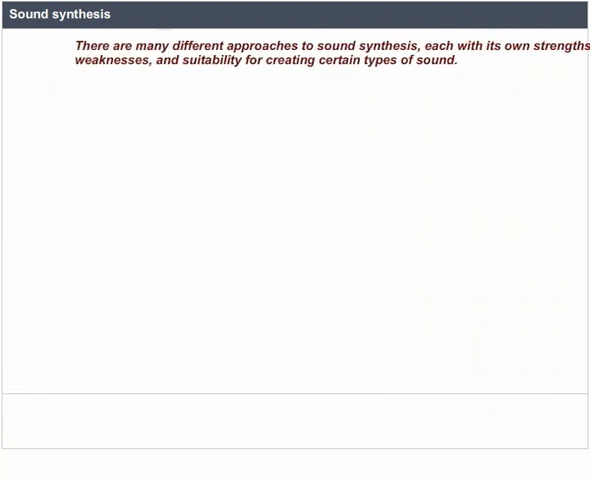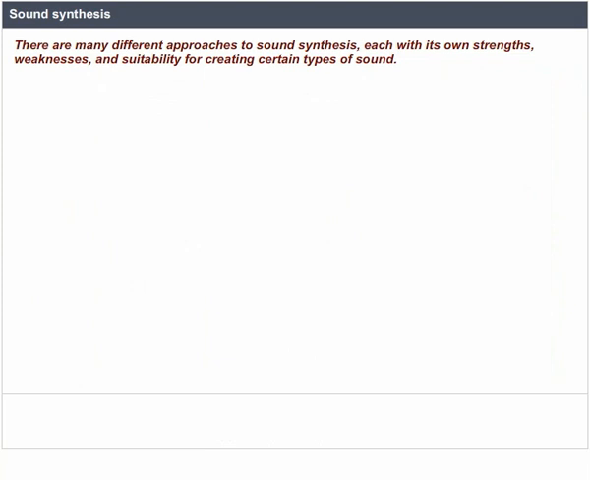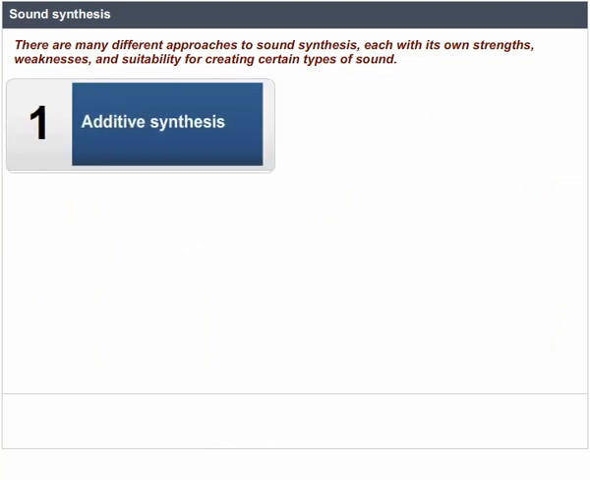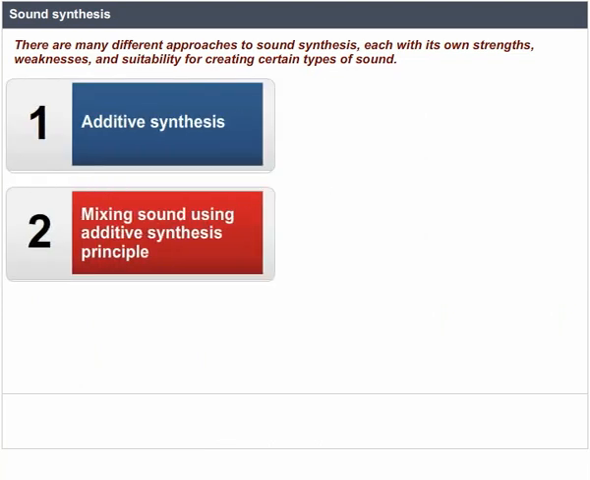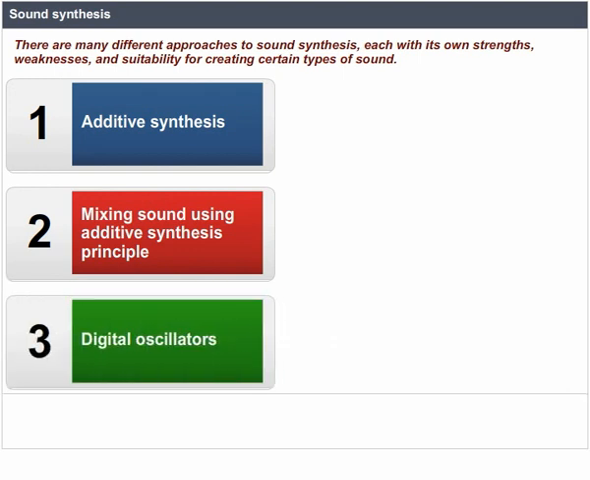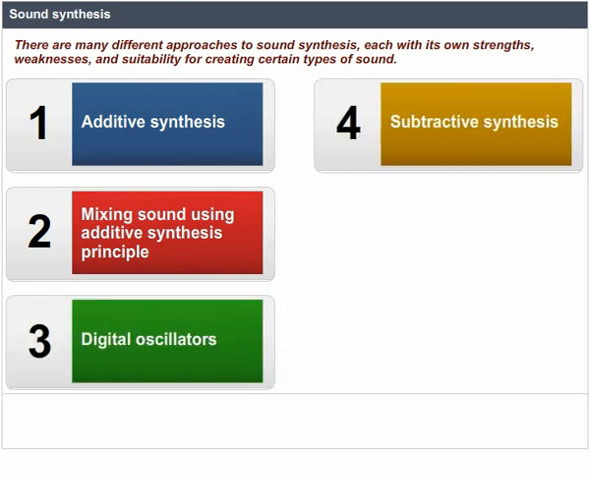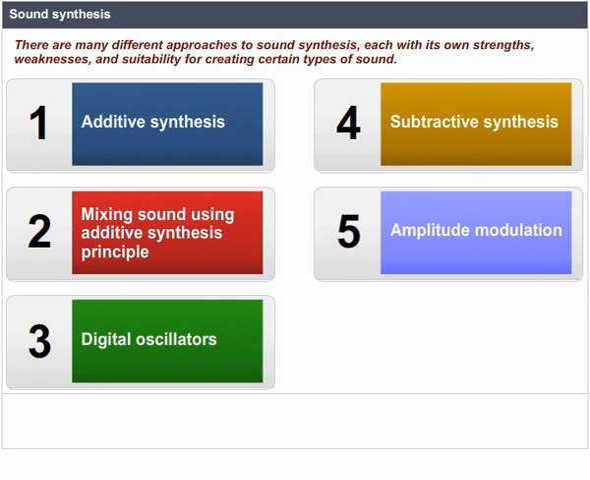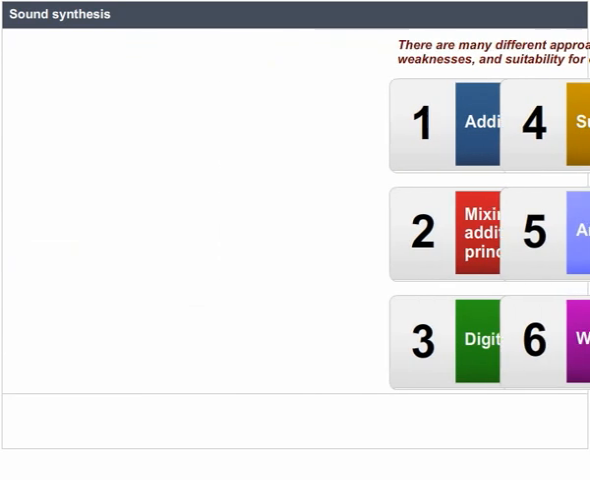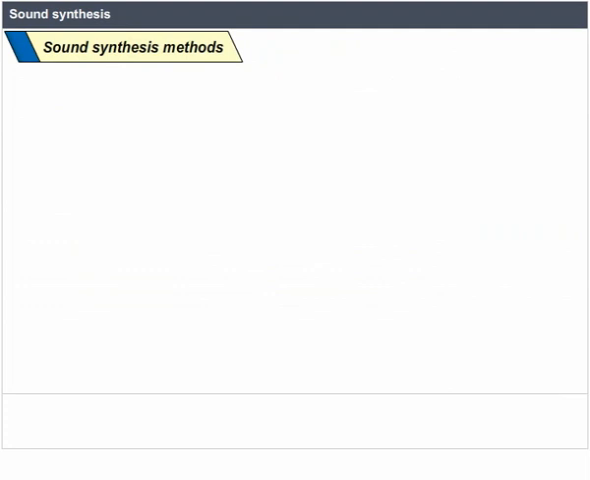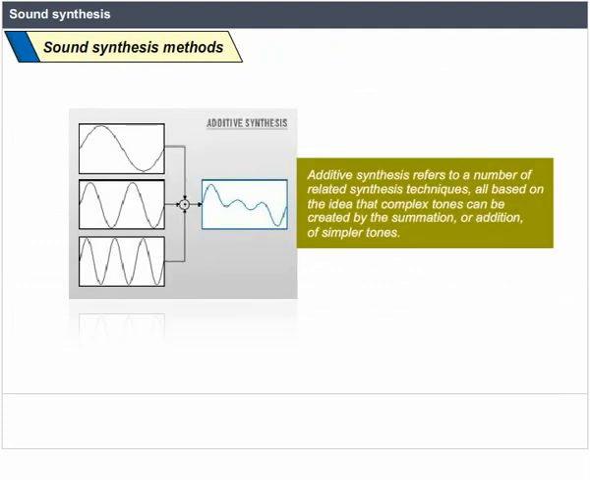There are many different approaches to sound synthesis, each with its own strengths, weaknesses, and suitability for creating certain types of sound. 1. Additive synthesis. 2. Mixing sound using additive synthesis principle. 3. Digital oscillators. 4. Subtractive synthesis. 5. Amplitude modulation. 6. Wave shaping. Sound synthesis methods. Additive synthesis refers to a number of related synthesis techniques, all based on the idea that complex tones can be created by the summation or addition of simpler tones.